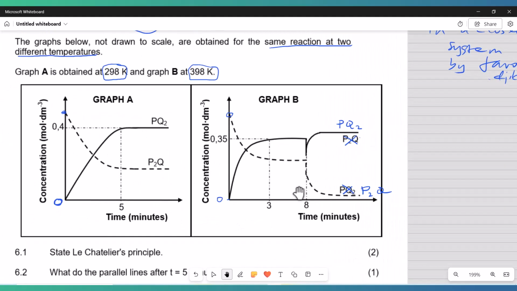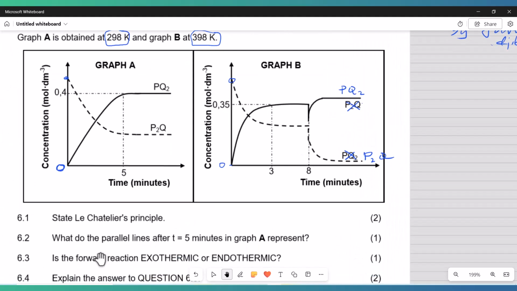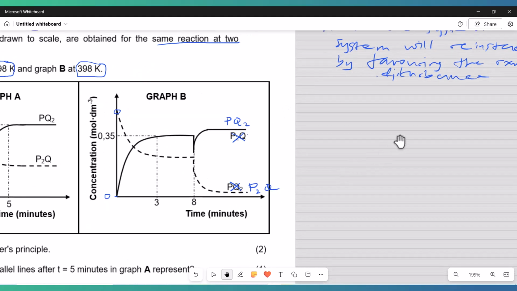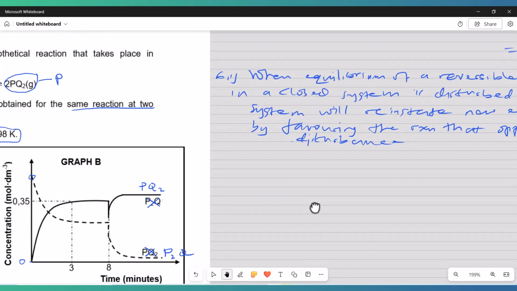What must we do here? They said, what do the parallel lines after t equals 5 minutes in graph A represent? So after t equals 5 minutes, what do we see here? That the lines become horizontal, they become flat. Now in here we say we have attained chemical equilibrium. That is 6.2. We have attained chemical equilibrium.